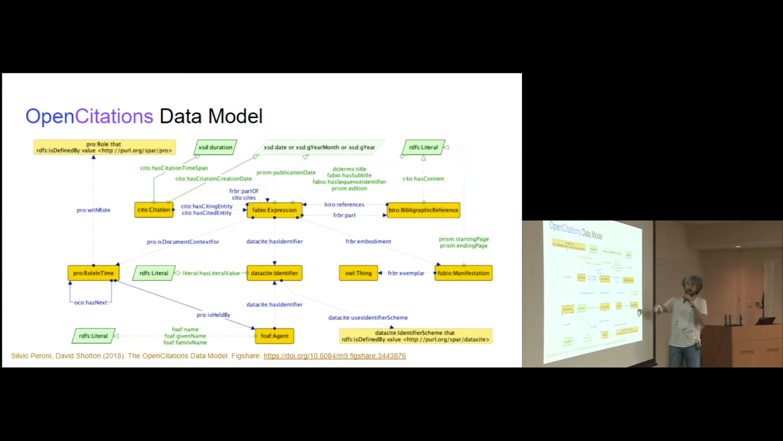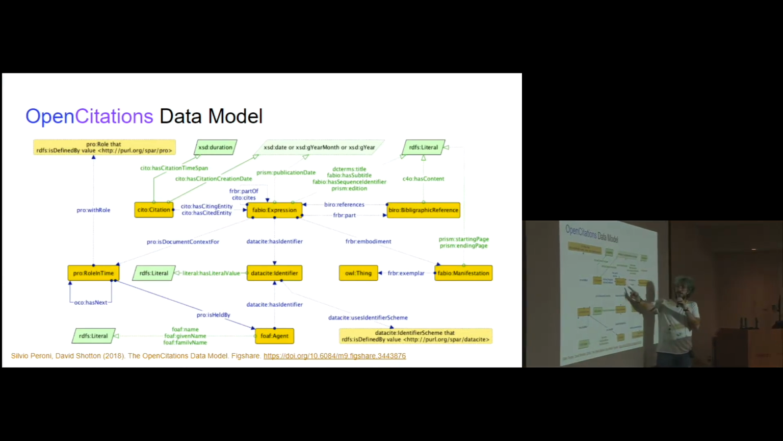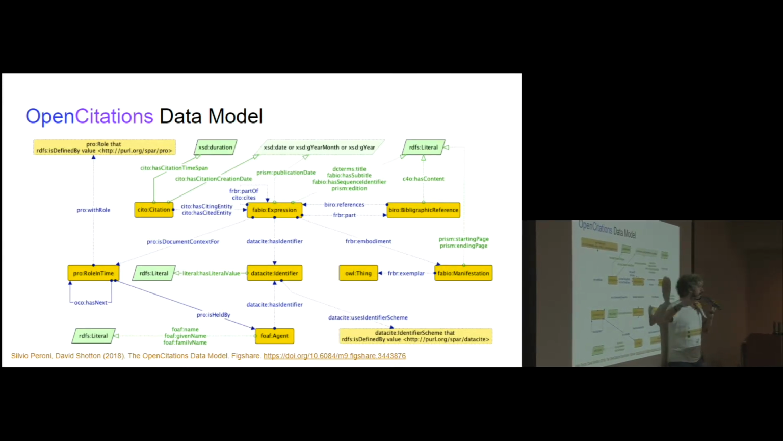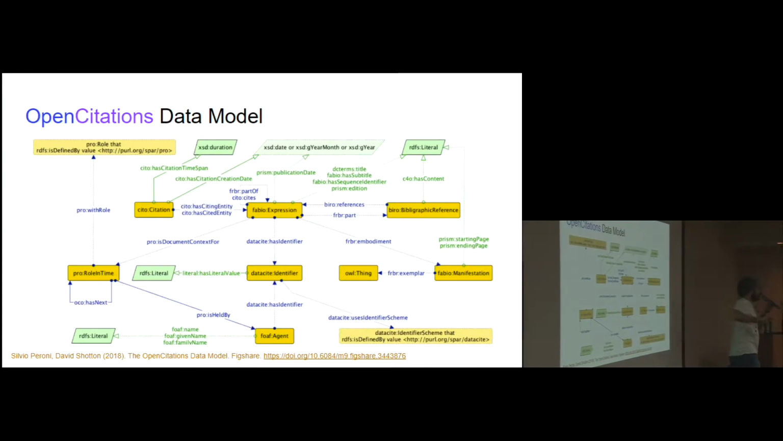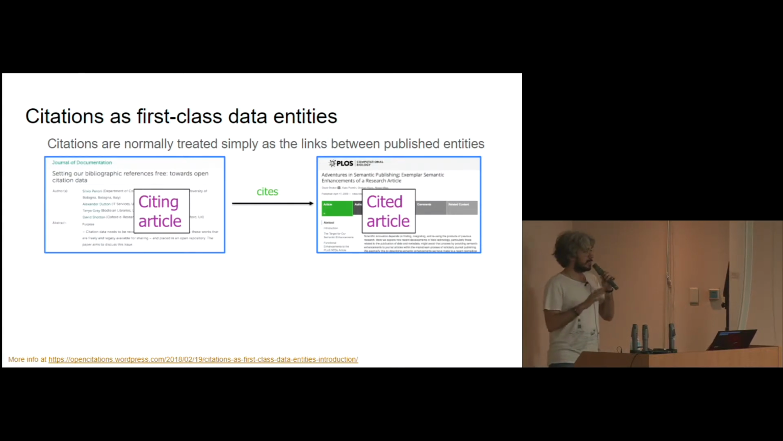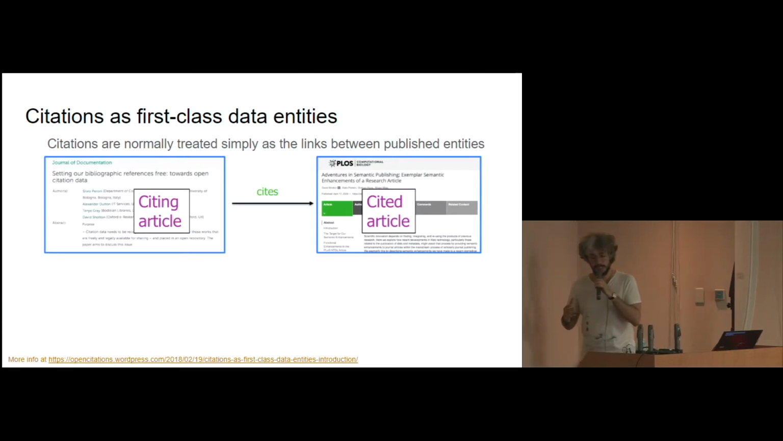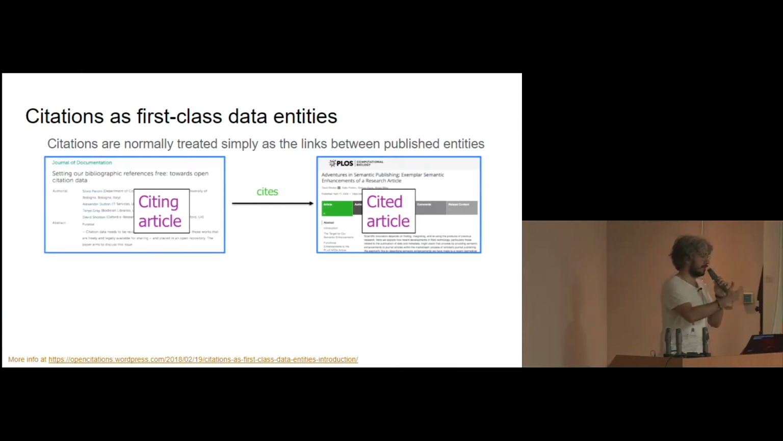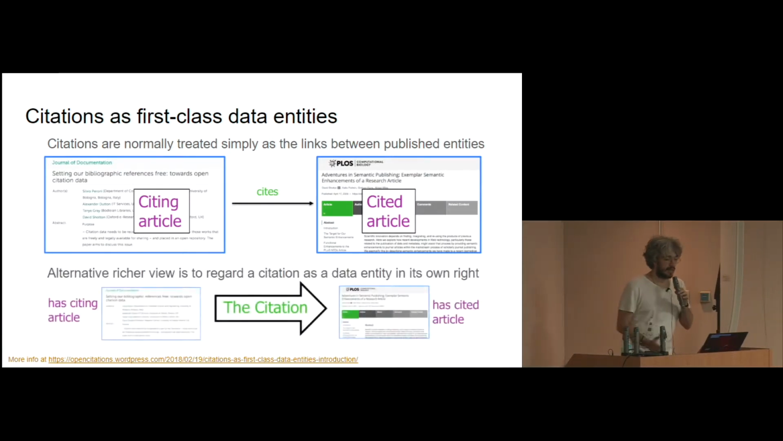I just want to show you the two main classes that are expressions based on the FaBiO specification, which we use to record all the bibliographic entities, papers for instance, and the citation as a proper entity defined within the model. Because in our idea, we wanted to define citations as first-class data entities. So our idea is that citations are more than simple links from the citing article to the cited article. They actually are proper first-class entities.